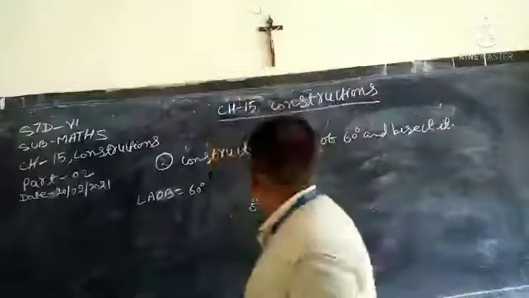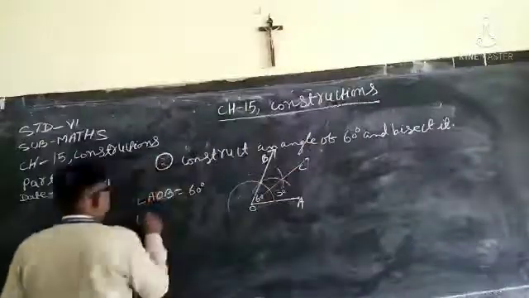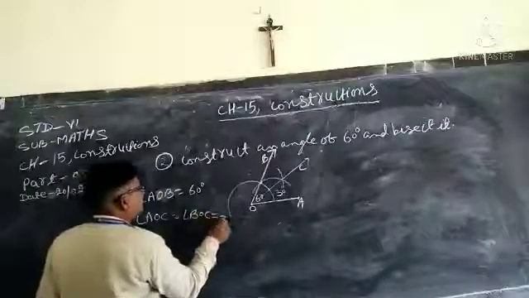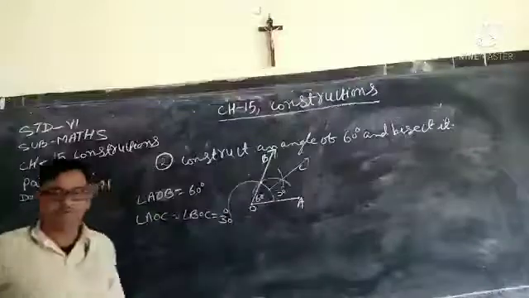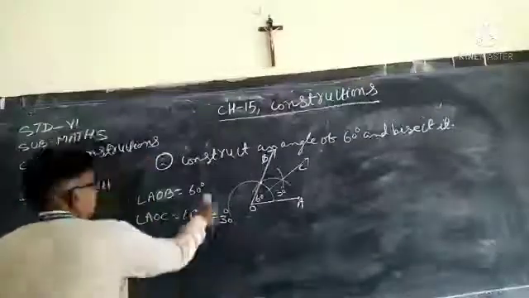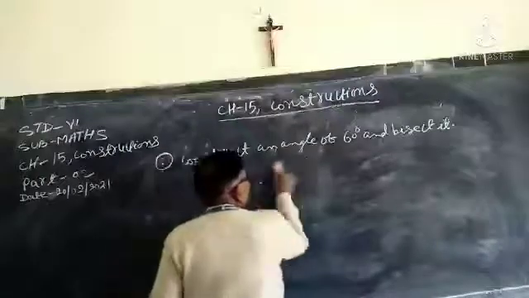Now here you can name it AOB. So angle AOC is equal to angle BOC, and that is 30 degrees. Clear? No problem?